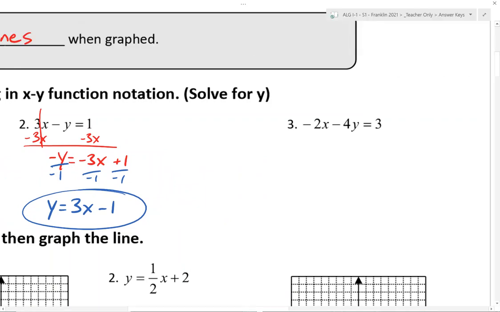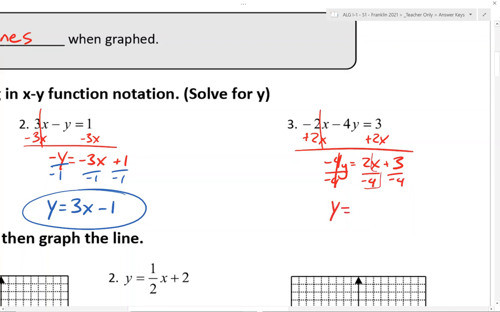Last one here. Again, you've got to get rid of this x term, so the y term is alone. We'll add 2x to both sides. So negative 4y equals 2x plus 3. Write the x term first. Divide by negative 4. We are going to get a fraction on this one. y equals 2 over negative 4. That reduces to negative 1/2 x. And then this is also going to be a fraction, minus 3/4, just like that. That is fine. We'll leave it like that.